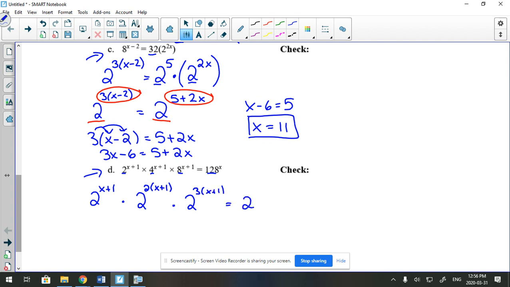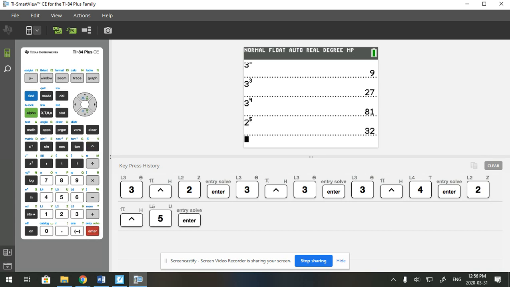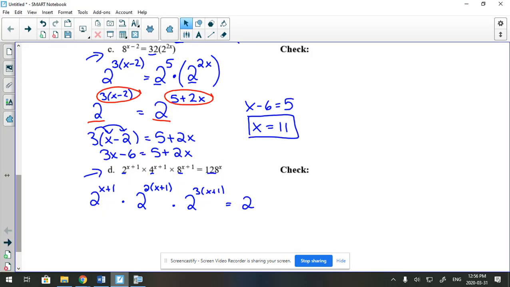128, we're going to have to do a little bit of trial and error to figure out that one. So I'm going to go back in my calculator and say, okay, what about 2 exponent 5? That needs to be a bit bigger, so 2 exponent 6. Not quite, 2 exponent 7. Now I have my 128 that I'm looking for, so I know that it's the same as 2 to the 7.